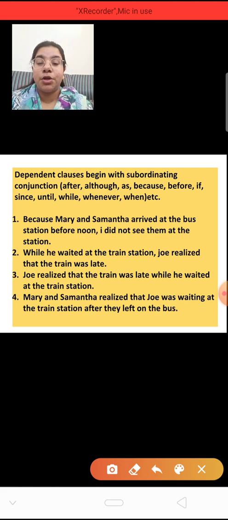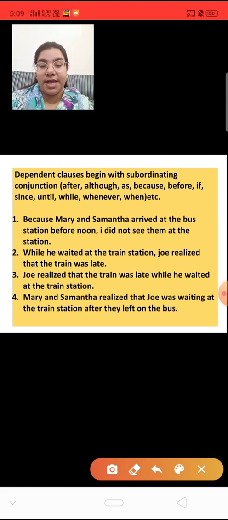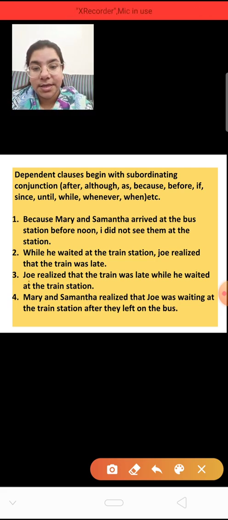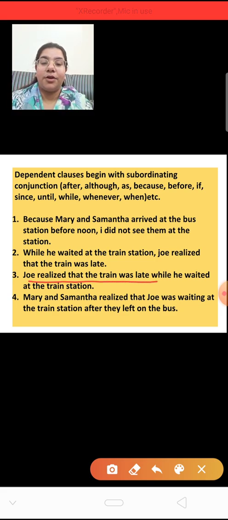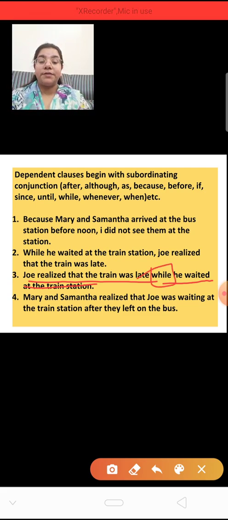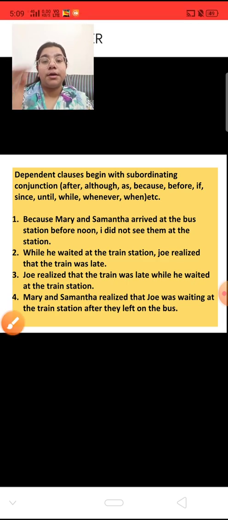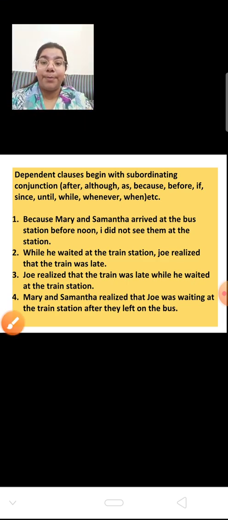Joe realized that the train was late. This is the main clause, which is very easy for us to understand. Joe is the subject, realized is the verb. While he waited at the train station, now it has become a complex sentence because it has a subordinating conjunction, that is while. So it is very easy for us to differentiate between a compound and a complex sentence.